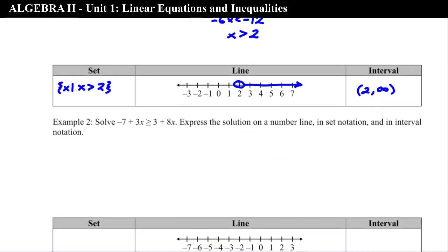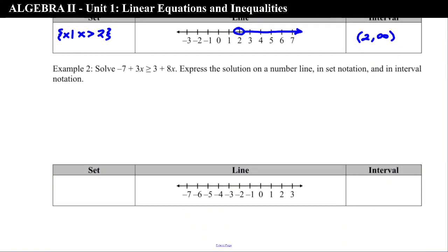Okay, let's move on to the second example. We're going to solve negative 7 plus 3x is greater than or equal to 3 plus 8x. Okay, so we have a couple of different options. Let's first subtract 3x from each side. And that's going to give us 3 plus 5x on the right-hand side. Now we can subtract 3 from each side.